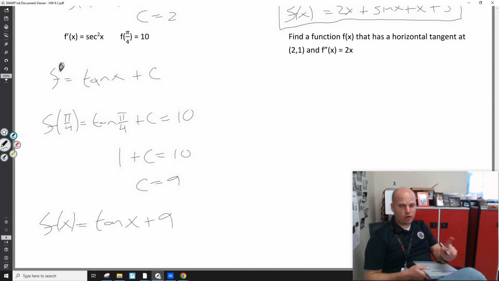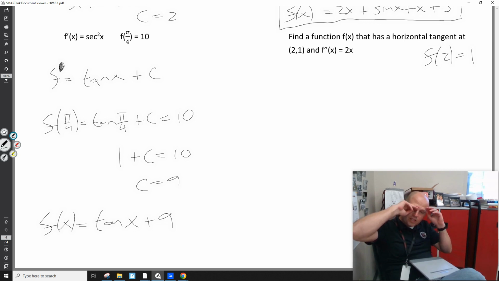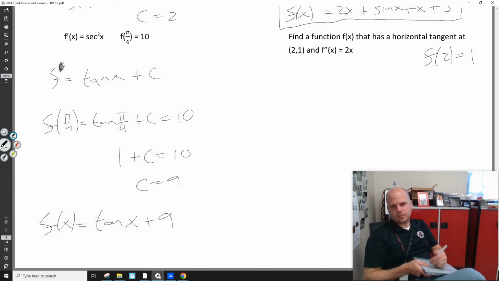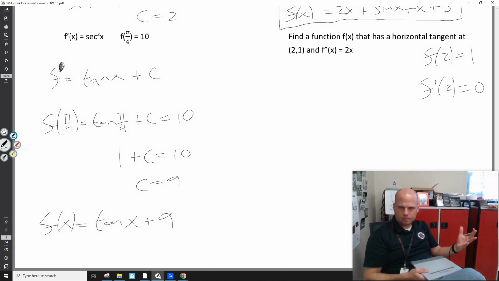And finishing off is a great question. Here's f double prime. f has a horizontal tangent at (2, 1). Okay, so (2, 1) is a point. What does it mean to be a horizontal tangent? Think about that for a second. A horizontal tangent. The slope is 0. f prime of 2 must be 0. There's the 2 pieces of information.